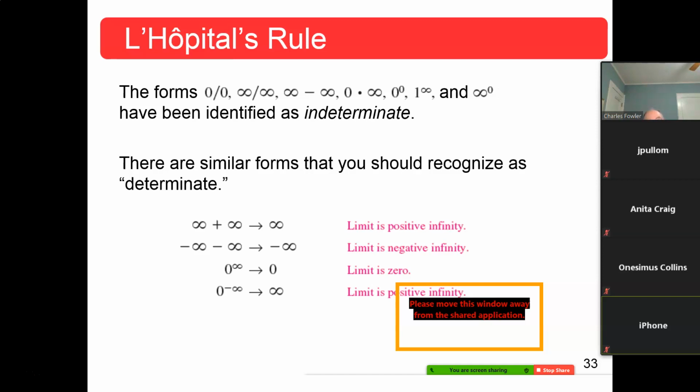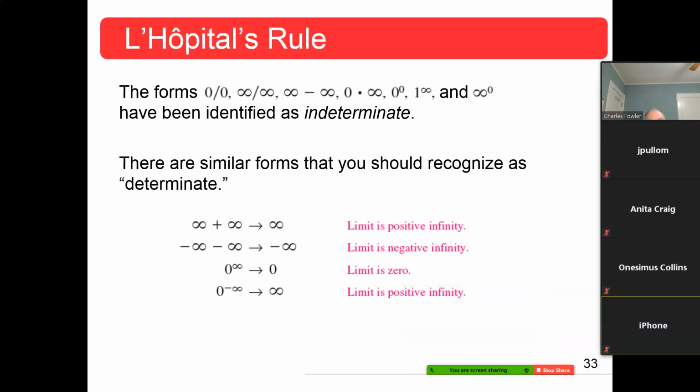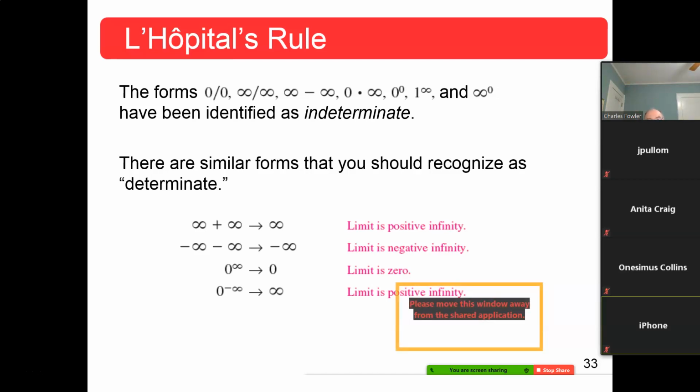0 raised to the 0, that's a candidate for a log transform. Do that, but remember to go back and exponentiate at the end. 1 to the infinity, we haven't worked one like that, I don't recall, but that would be the same thing. Anytime you have something raised to a power, take a log and get it into a product. And infinity raised to the 0, again, do a log transform. Those forms have been identified as indeterminate.